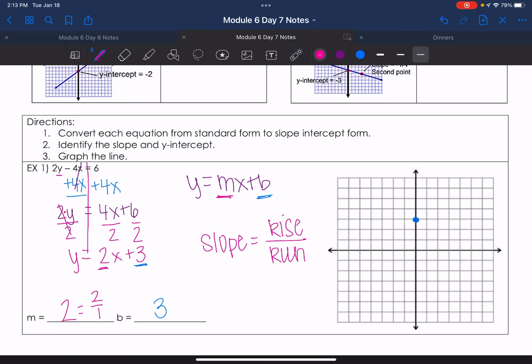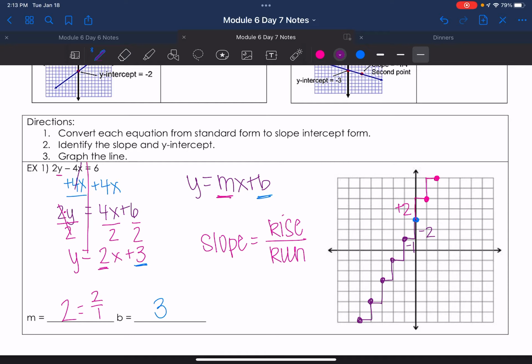Because both of these numbers are positive, positive 2 over positive 1, we are going to be moving up 2 and to the right 1, and we're going to plot that point. We're going to do that again: up 2, to the right 1, and plot our point. And remember, we can also go down 2 and to the left 1, because two negatives, that would be a negative 2 over a negative 1, which still creates a positive slope. You can continue that pattern all the way until you run out of room.